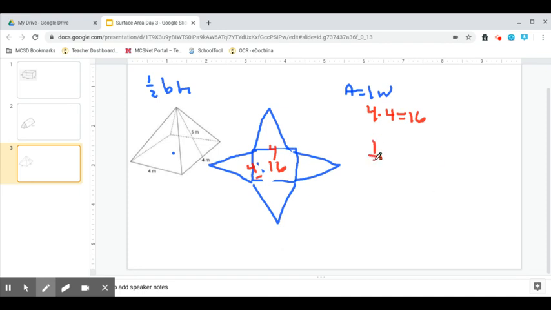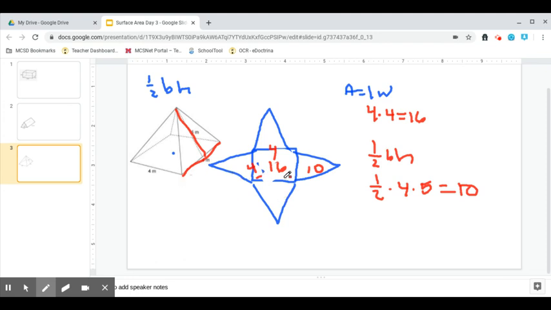The triangles we're going to use is a half base times height, because that's the formula to find area of a triangle. Let's look at this triangle here. We have 4, so 1/2 times 4 times the height. How tall is it to the top? And that says 5. 4 times 5 is 20. Half of that is 10. So that triangle is 10.